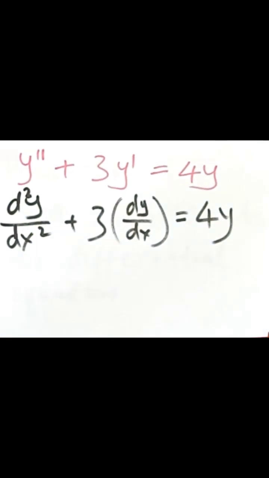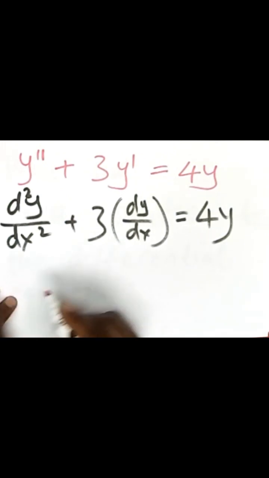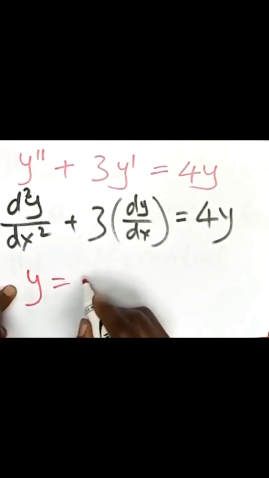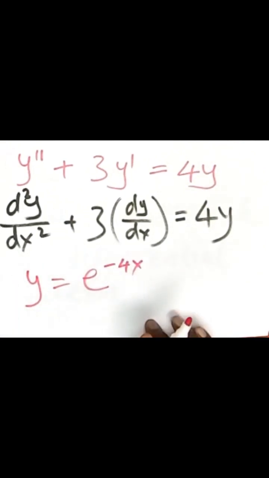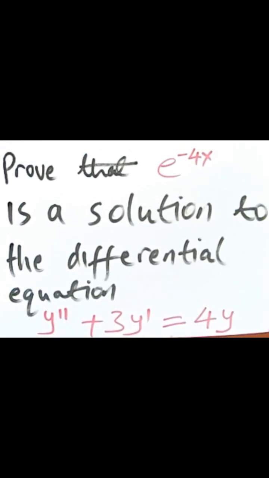And we also mentioned that the solution to a differential equation is a function, of which we were given one of the solutions to be e raised to power minus 4x. That simply means that y equals e raised to power minus 4x. So we'll now go ahead to prove that e raised to power minus 4x is a solution to the differential equation. And how are we going to do that? Please watch. It's very simple.